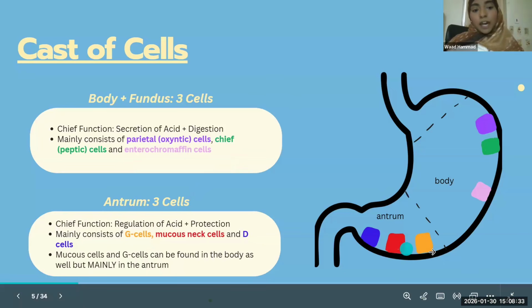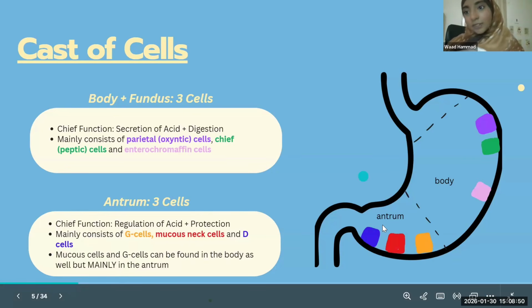And then in our antrum, we have G cells, mucosal cells, and D cells. Again, you don't need to know what that is. I'm just saying that for now. And then again, I want to emphasize that mucosal cells and G cells can be found in the body as well. In fact, they are. It's just that they're more prevalent in the antrum.